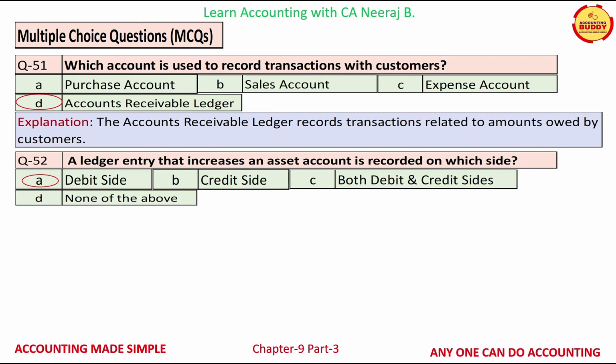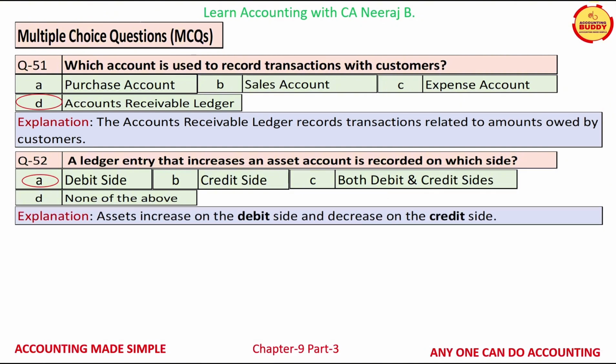And the correct answer is option A, debit side. Assets increase on the debit side and decrease on the credit side. That is why option A is the correct answer.